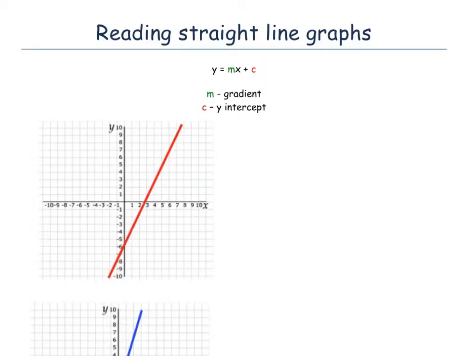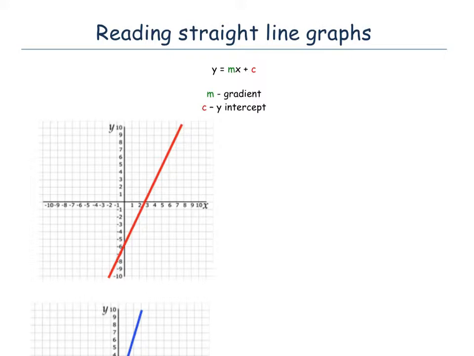Reading straight line graphs. All straight line graphs have two key points we need to know about the graph. We need to know the gradient, which is how steep the line is, which means for every one across, how many squares up or down do we go. And the second thing we need to know is the y-intercept, so where it crosses the y-axis.